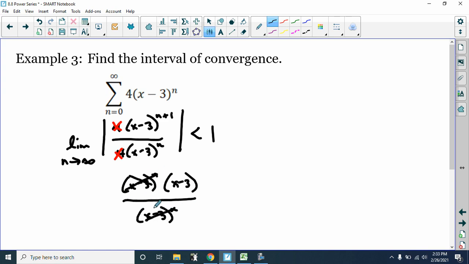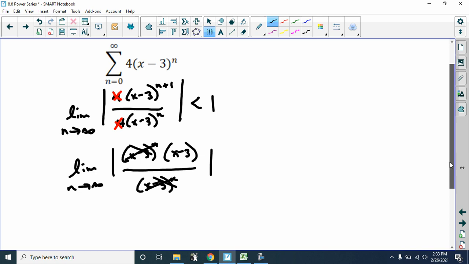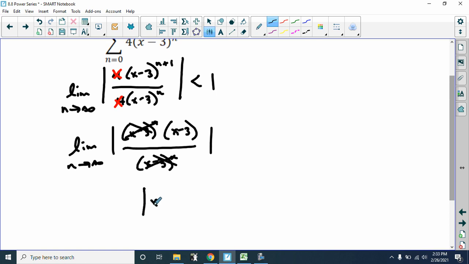And these cancel. The limit as n goes to infinity, I no longer have anywhere to plug infinity in. So the limit as n goes to infinity, all my n's canceled, is just x minus 3. I get the absolute value of x minus 3 is less than 1.